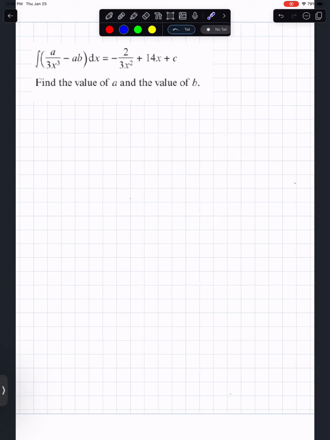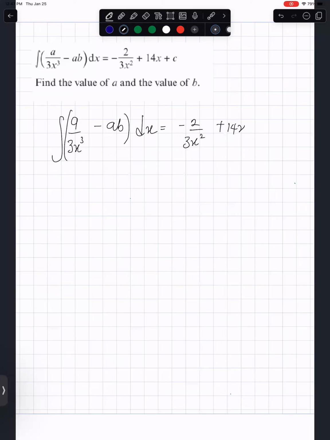We have the integral of a over 3x cubed minus ab, dx, equals minus 2 over 3x squared plus 14x plus c. So we have to find the value of a and the value of b. Okay, so we have this integral of a over 3x cubed minus ab dx equals minus 2 over 3x squared plus 14x plus c.